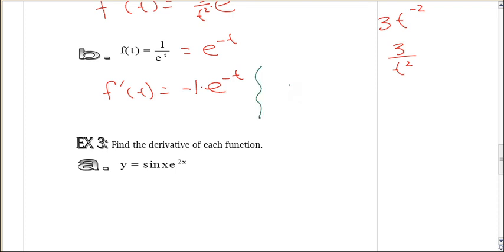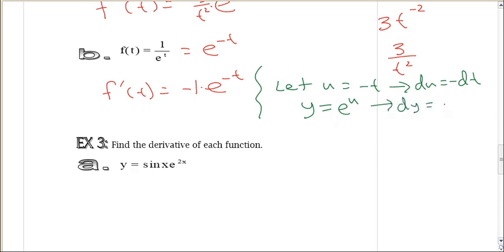So, just to refresh your memory, I would let u equal the inside. Now, the inside is negative t. I then would take the derivative, du is equal to negative dt. I then rewrite it, y is equal to e to the u. I take the derivative, dy is equal to e to the u du. My favorite part, I plug all the junk back in. So dy is equal to e to the negative t, and du we said was negative dt. Divide both sides just by dt.